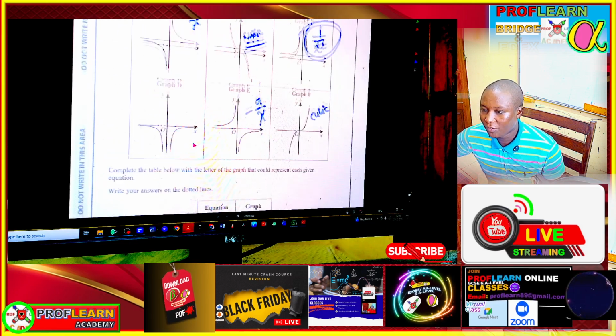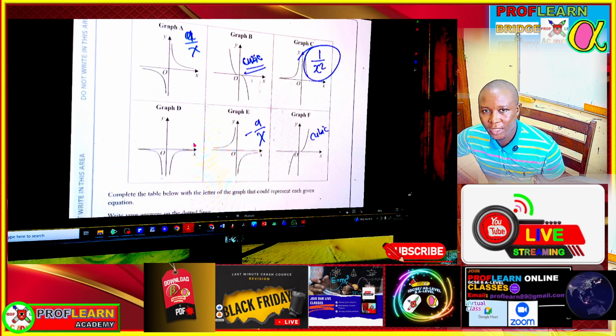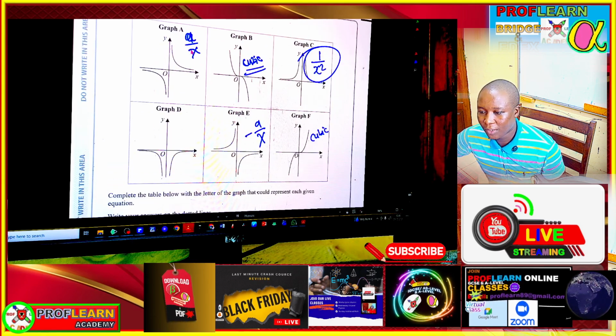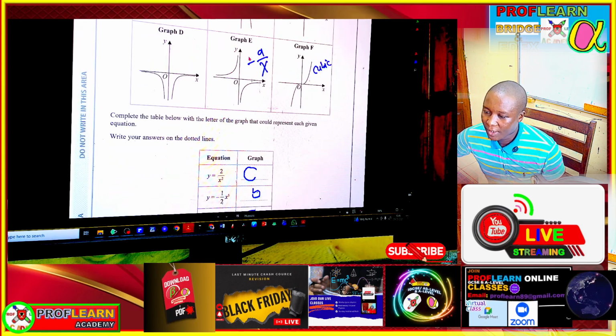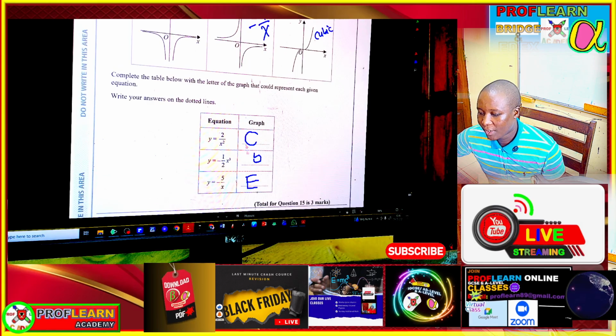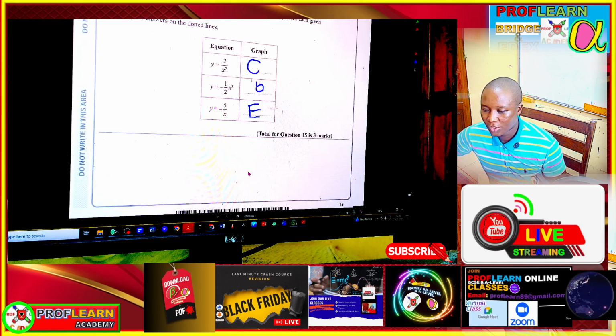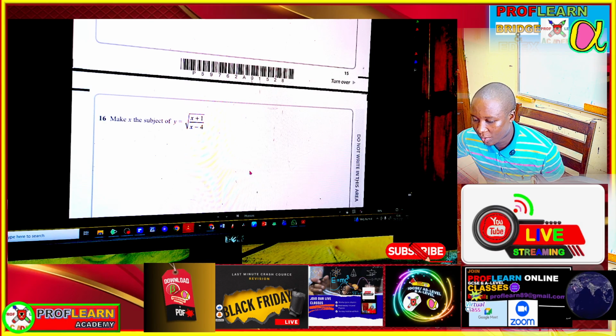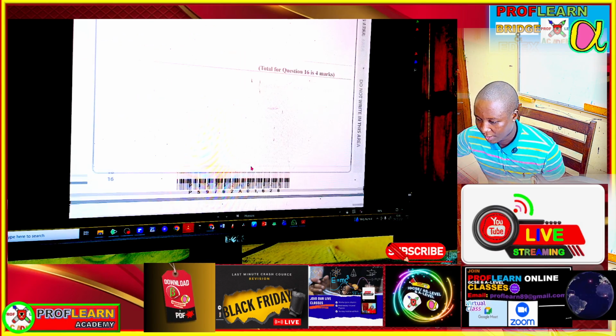Yeah, so question 15, students were unable to identify some of these graphs. This is a reciprocal graph. This is a cubic graph, but it should have a negative on the coefficient of x. And this is a reciprocal graph, but it should be negative. So the graphs were to be identified as CBE. Candidates were supposed to remember that.